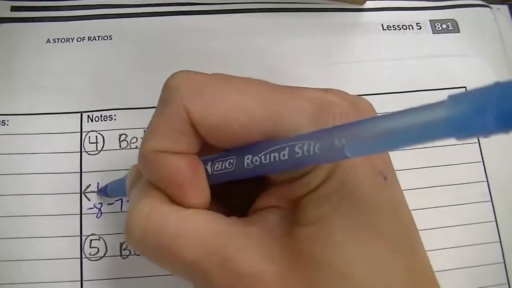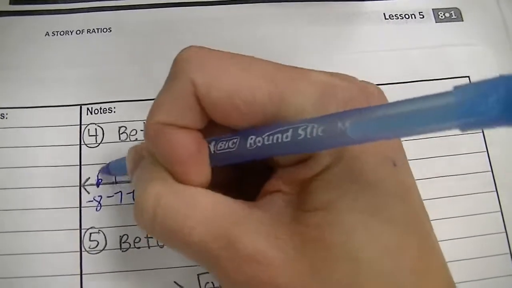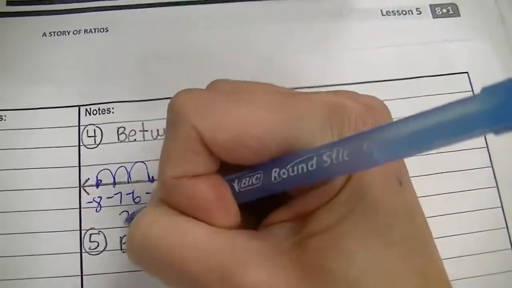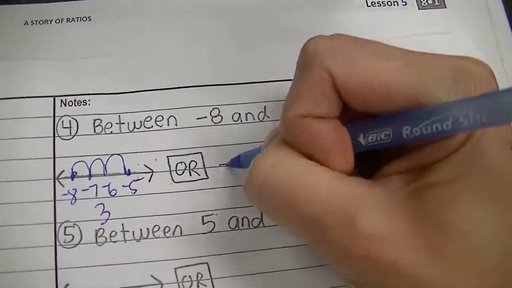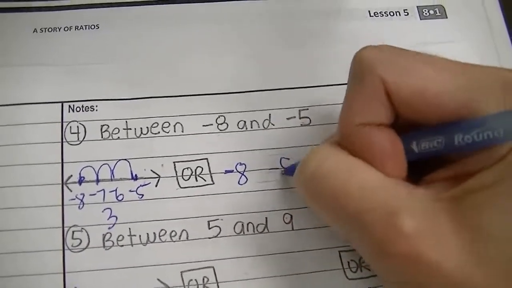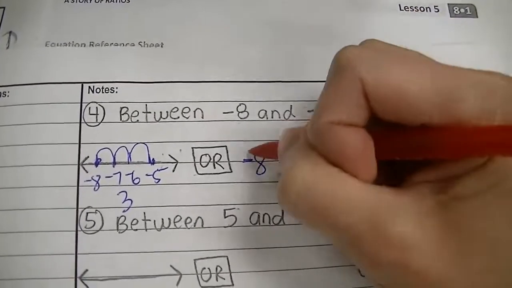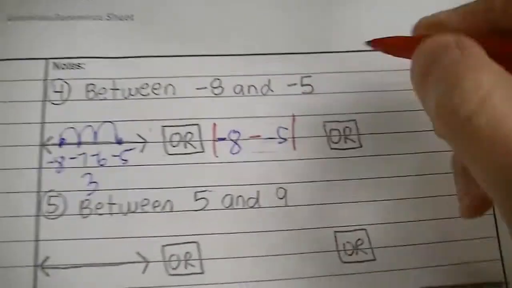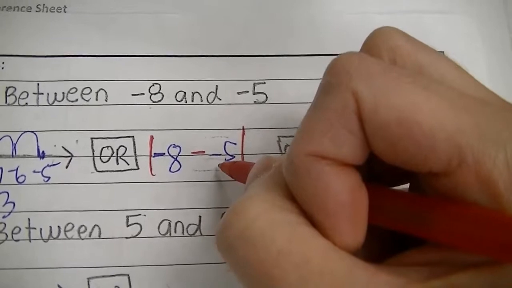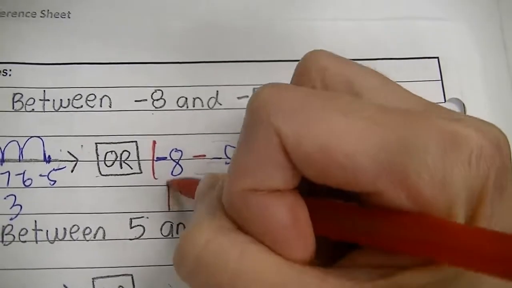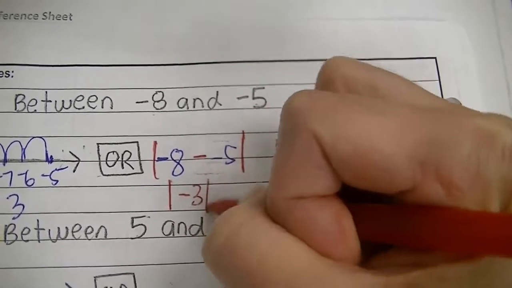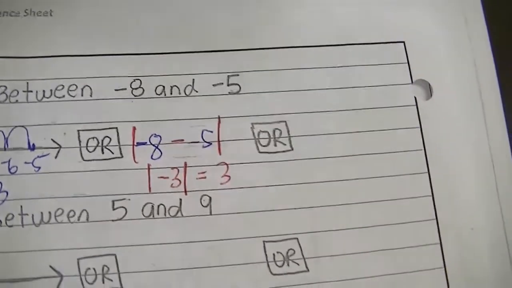Okay, between -8 and -5, it's going to be 1, 2, 3 units. And again, you can write those numbers down. And remember to subtract them and add the absolute value right there. So this is going to be -8 minus a -5, which is going to be the absolute value of -3. The absolute value of -3 is 3.